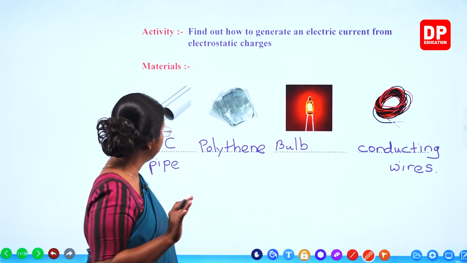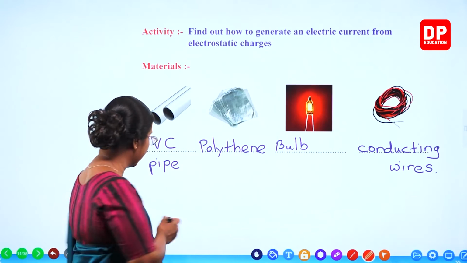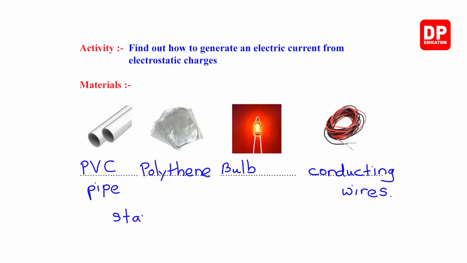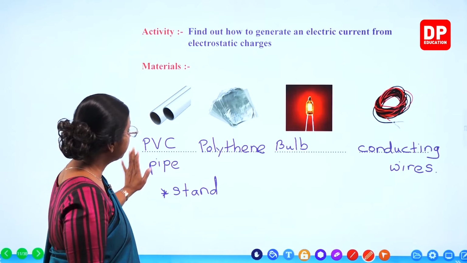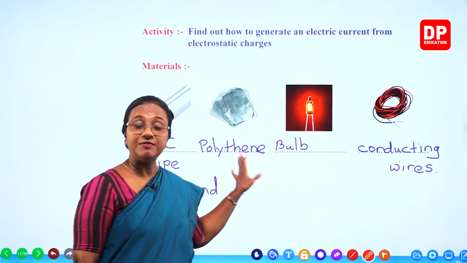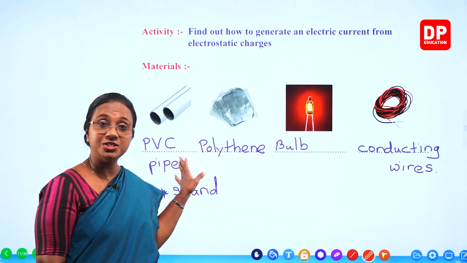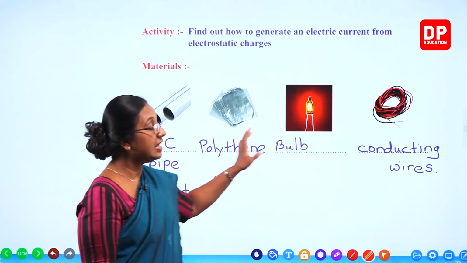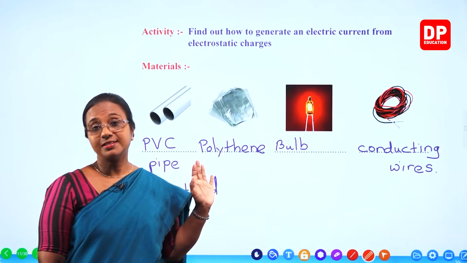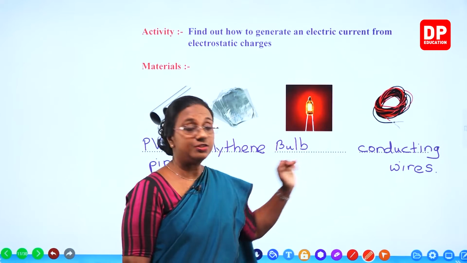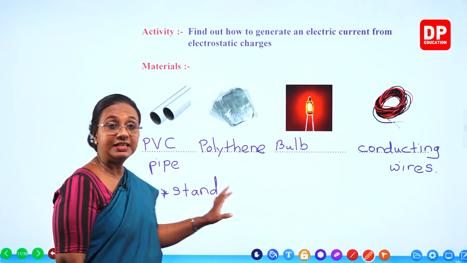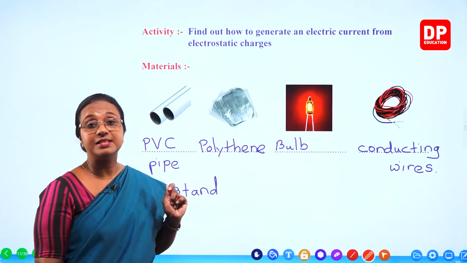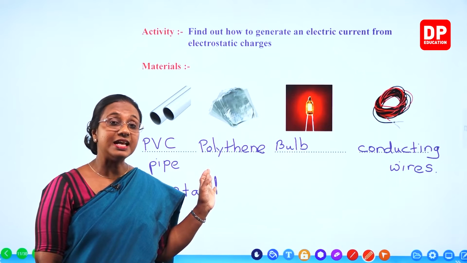An LED is connected, or a neon bulb can be connected, and we need conducting wires. So this is what we will be doing. We might also need a stand to hold these. So students, these are the materials that we need. We need a PVC pipe, the polythene sheet, so that we can rub the PVC pipe with the polythene sheet. It will become charged. Then the bulb to see whether there is current flowing, and then we need conducting wires to connect the circuit, and also we might need a stand to fix the bulb. So those are the materials that are required.